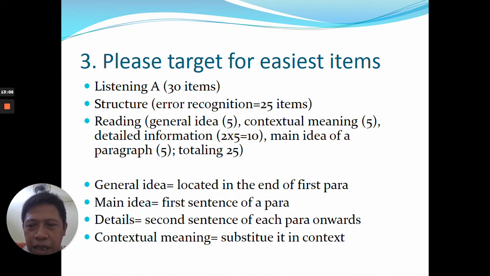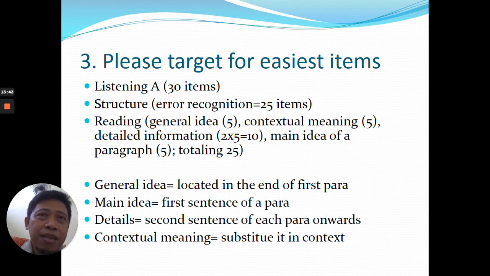The third tip is, when you do the test, you need to target the easiest items. Just focus on the easiest items. What are the easiest items? In listening, the first section, A, the inference of utterances is actually the easiest, because you just need to infer.